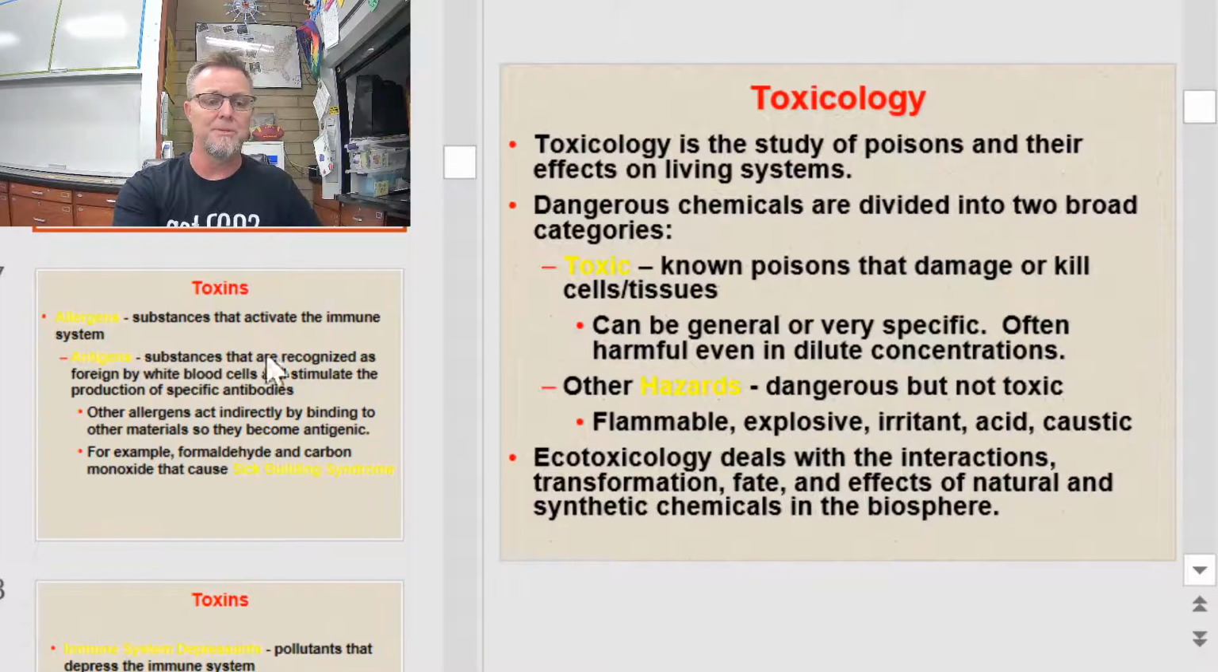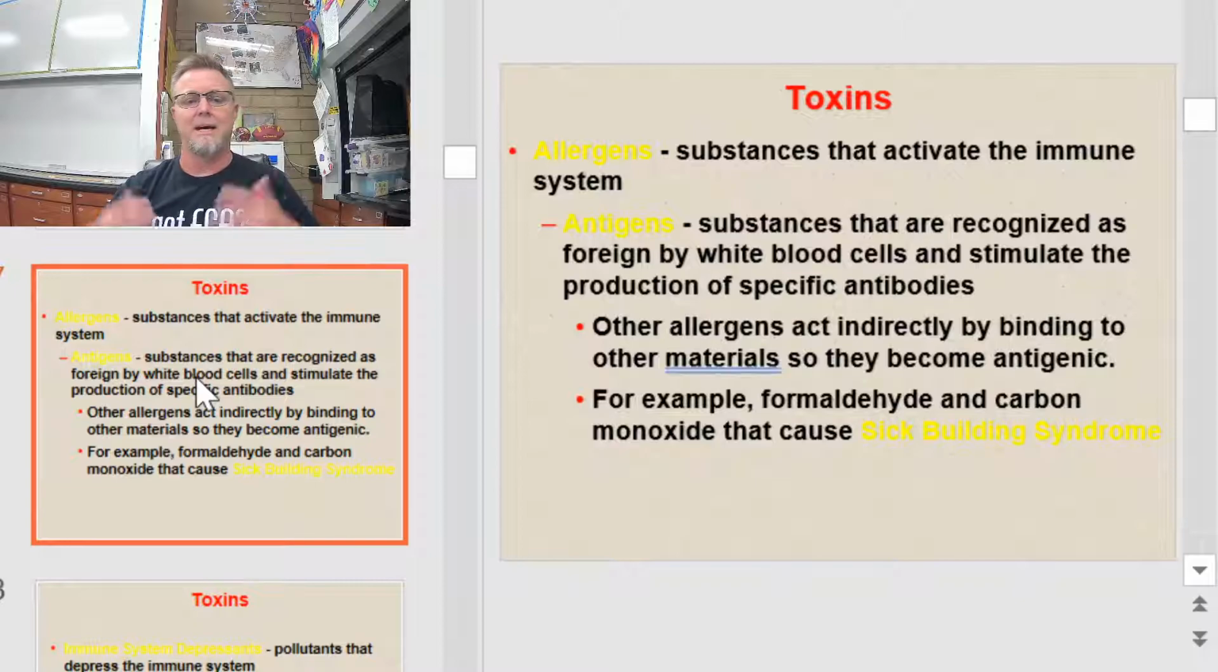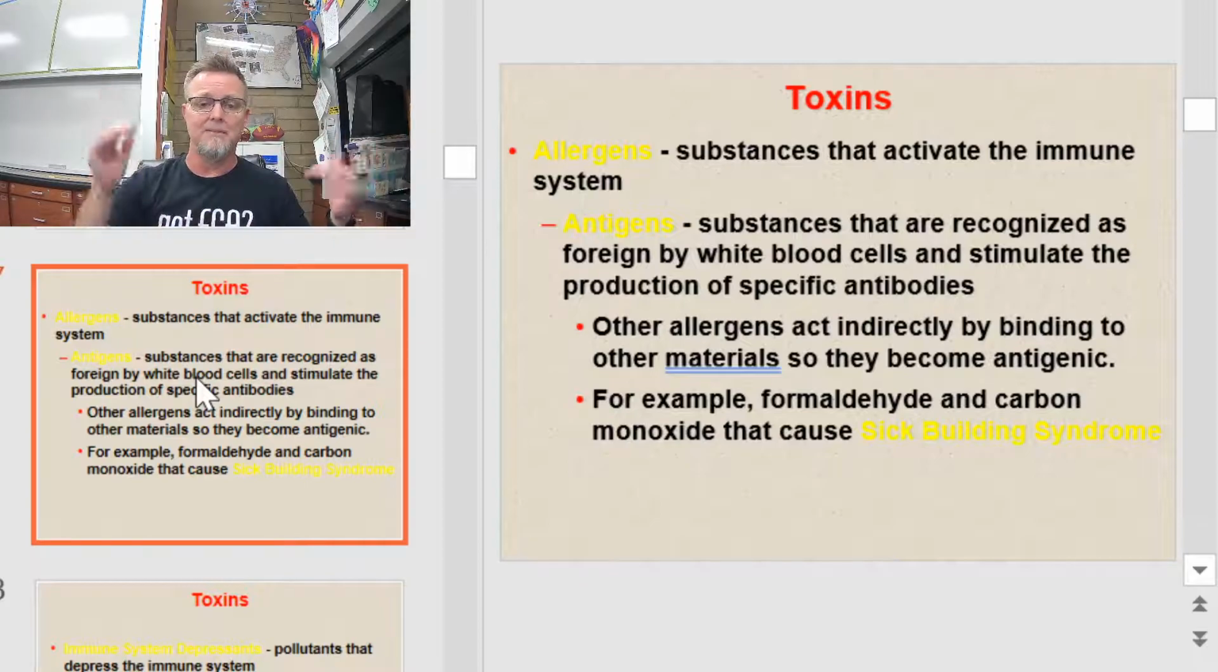So let's work through some specific toxins, okay? Now, when you think toxins, my brain automatically goes to the worst of the worst, things like lead and mercury. But believe me when I tell you that there are toxins that aren't the worst of the worst that a lot of people take for granted, like these simple allergens. An allergen is considered a toxin. Any substance that can activate your immune system is an allergen, and it could be considered toxic because it moves you away from mental, physical, and social well-being, and it could damage or kill cells and tissues.